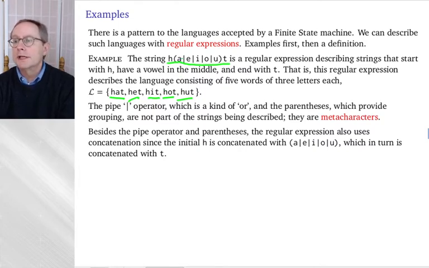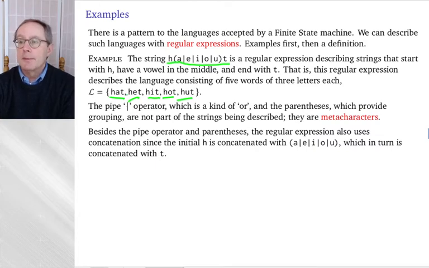Now, of course, you see that there's this pipe operator here, and that's a kind of an or. And there are parentheses, which do a certain amount of grouping here. So we're trying to say that the vowels are all grouped together. Those are not going to appear in the strings that appear in the language. Instead, those are meta characters. They are used to describe things, and in the regular expression, they form grouping or ors, alternation.